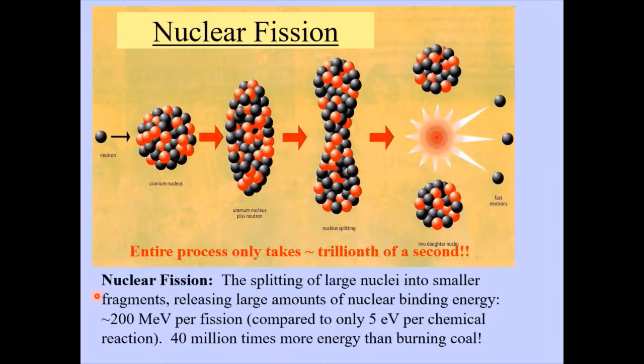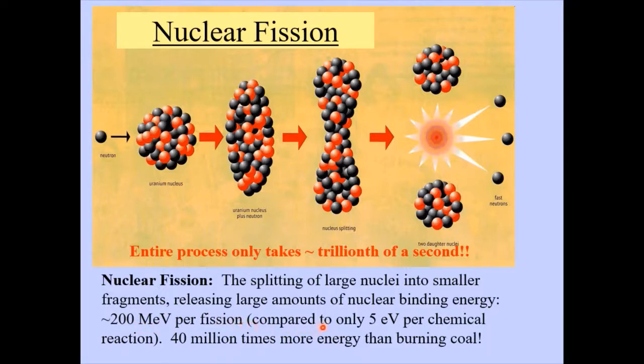And in the process, it's going to release a large amount of nuclear binding energy. Remember, that's the energy that binds all these nucleons together. Now, here's what's amazing about the energy of this thing. When one of these uranium nuclei breaks apart or goes into fission here and snaps into two pieces, it releases on the order of 200 million electron volts.